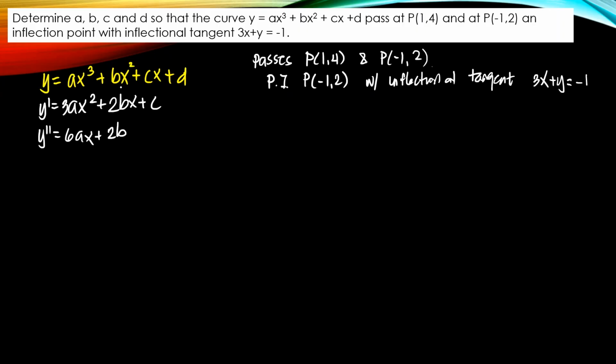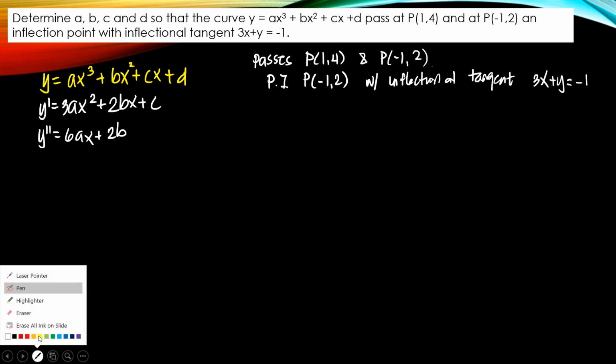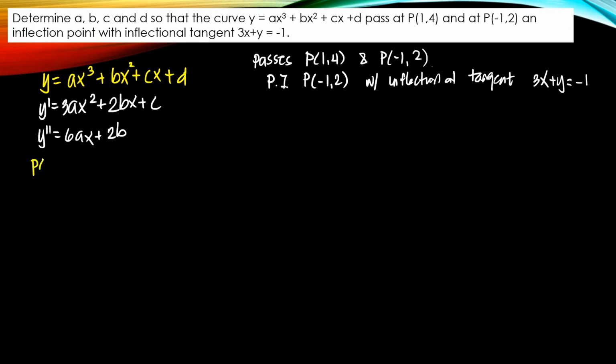So it's always like this. So it says there it passes through those points. So that means using the point 1, 4, this is a plus b plus c plus d equals 4. And then using the other point, -1, 2. So this is 2: negative a plus b minus c plus d.